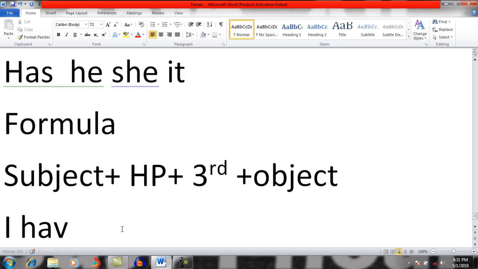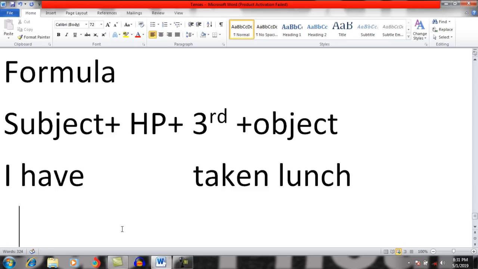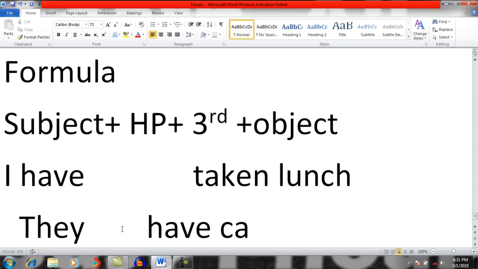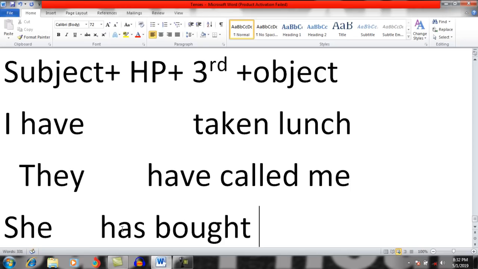Then we put the object. Like this: I have taken lunch. They have called me. She has bought shoes. So in that case, we use the present perfect.